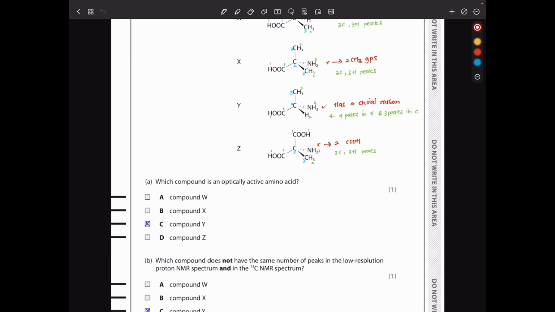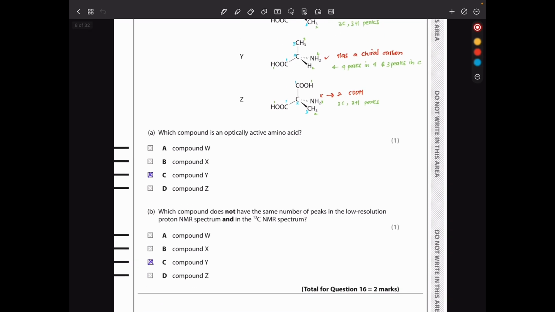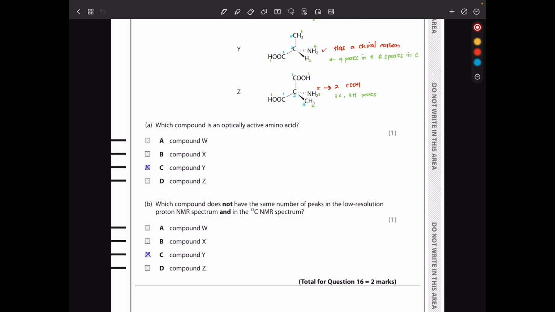For Y, we have 1 carbon, the second carbon, and the third carbon. So we have 3 carbon environments. For hydrogens, we have 1, 2, 3, and 4. So here we have 3 carbon and 4 hydrogen environments. Then we go to Z. This carbon and that carbon are identical, so 1. Then we go to 2 and 3. The protons, we have 1, which is identical to that. Then we have number 2 and number 3. So this is also not the answer. The only answer is going to be compound Y again.